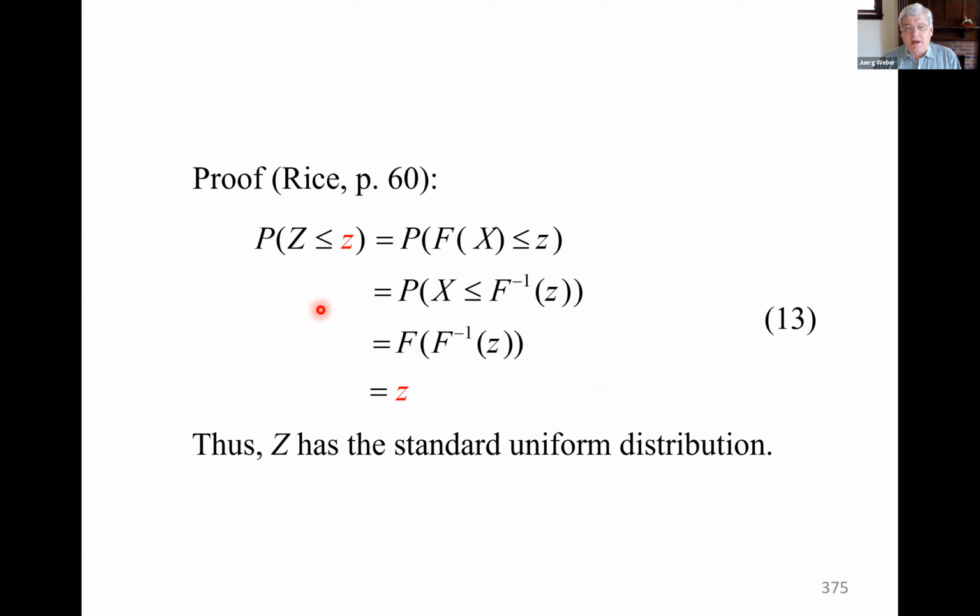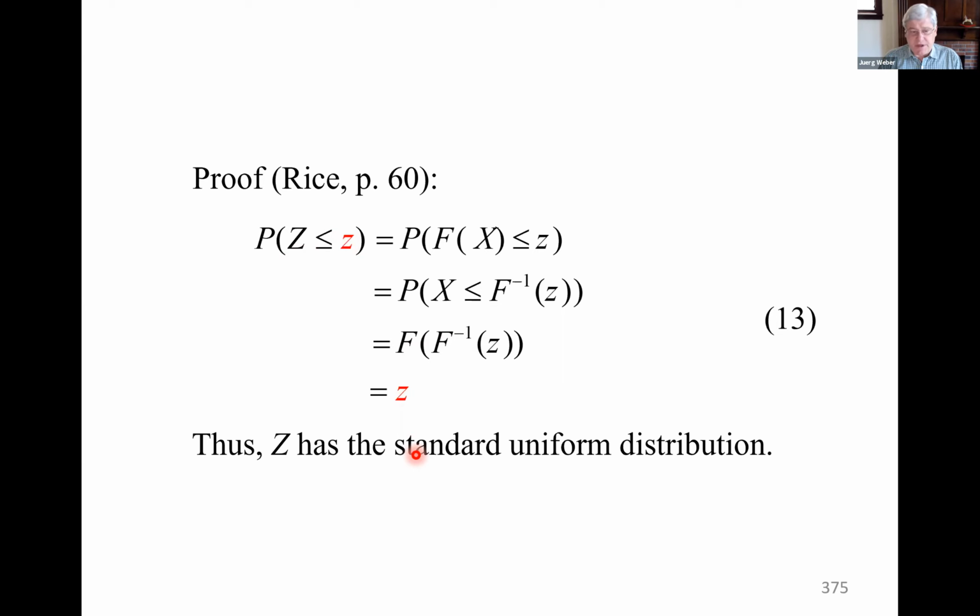So here, probability x smaller than that. Okay, so the f that you just get here, this was a small x in equation 1. And f and f to the minus 1 drop out, so you just get the small z here. And so the probability that the random variable Z is smaller or equal than some critical value is just the critical value itself, and that applies to the standard uniform distribution.